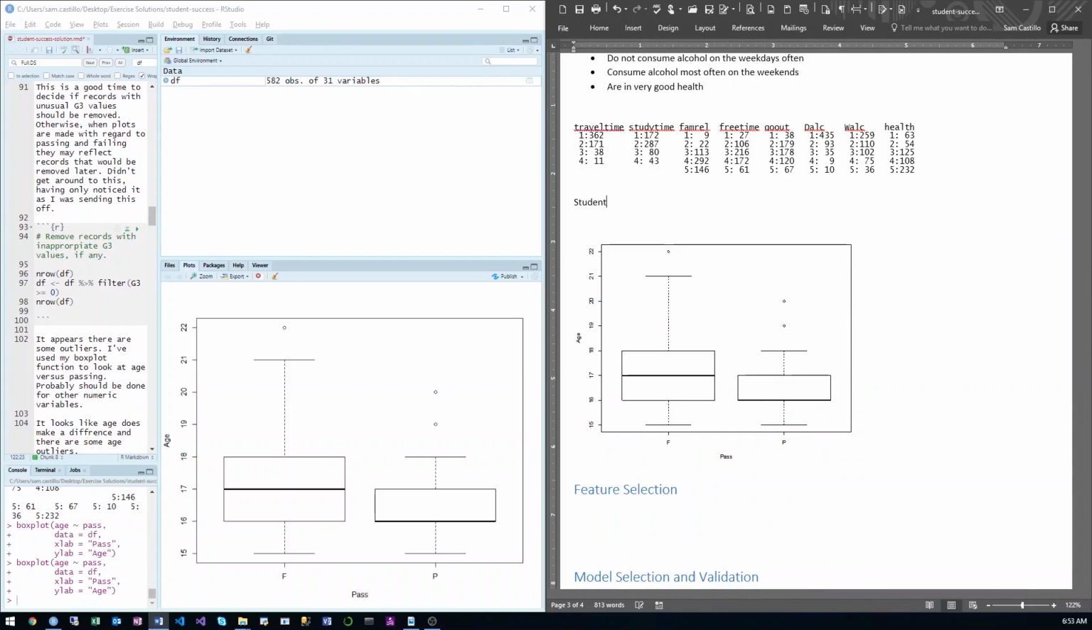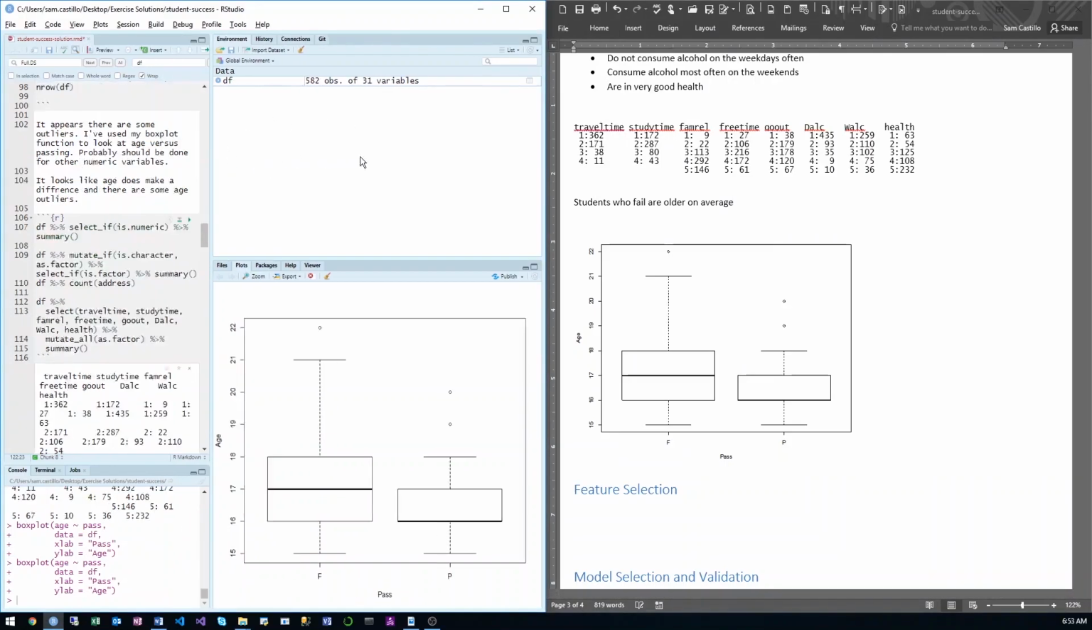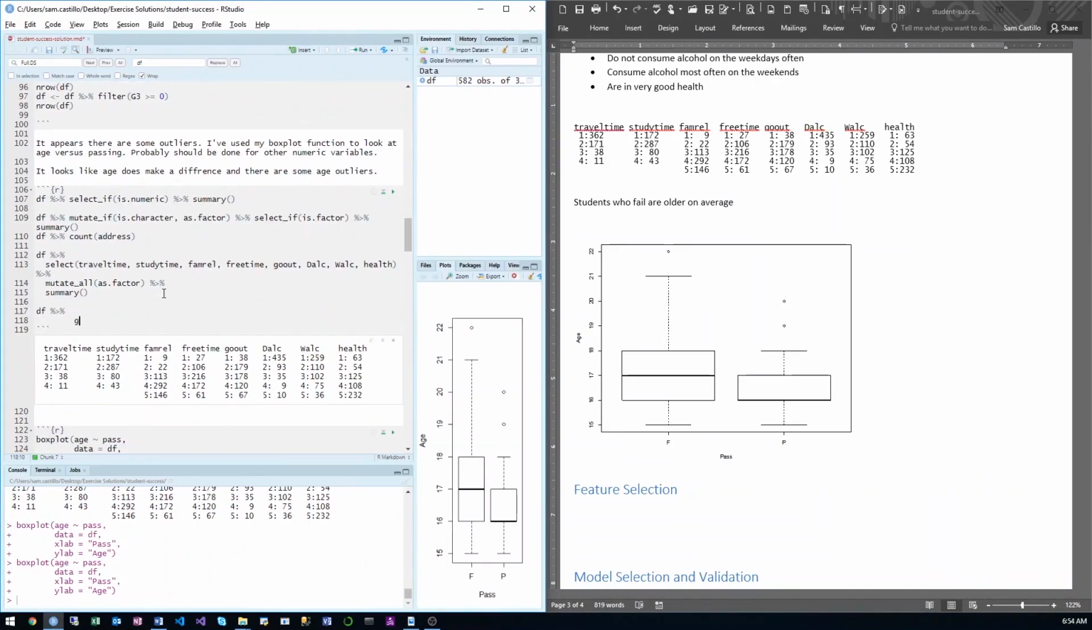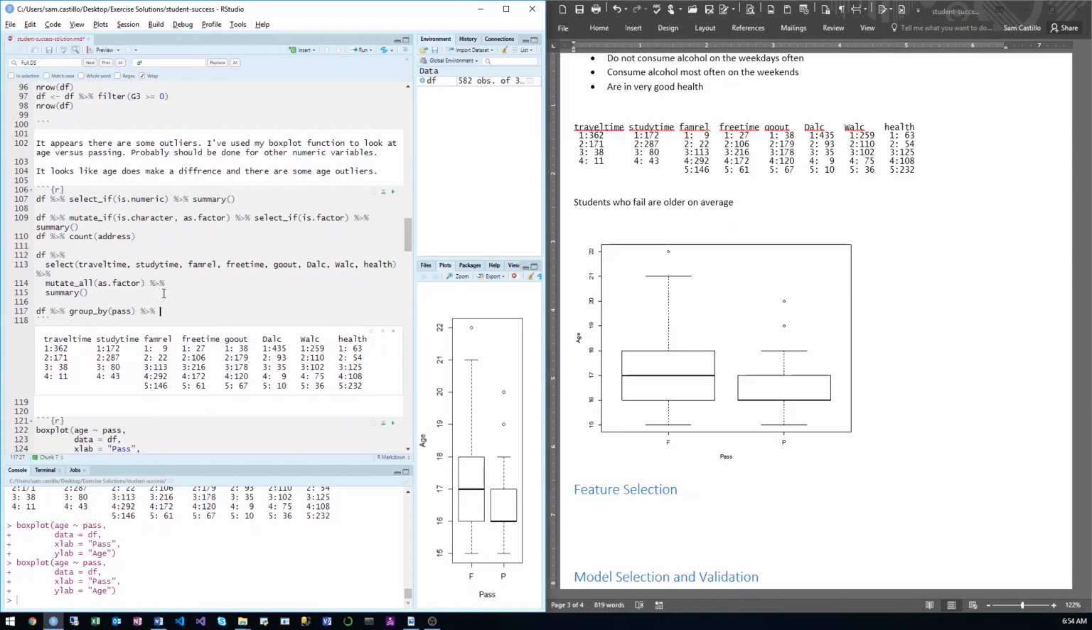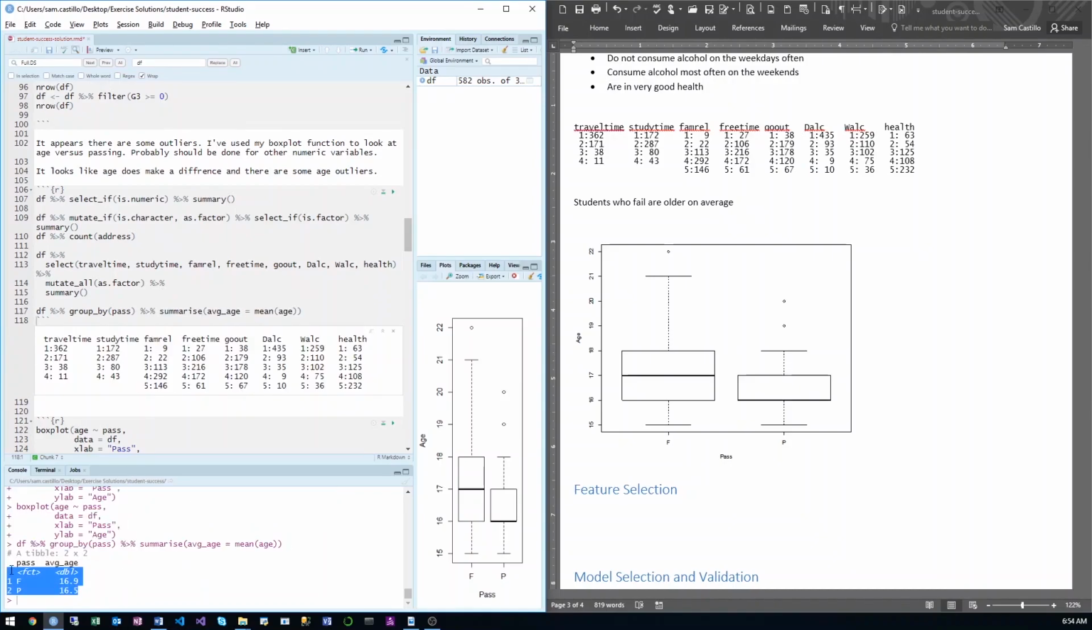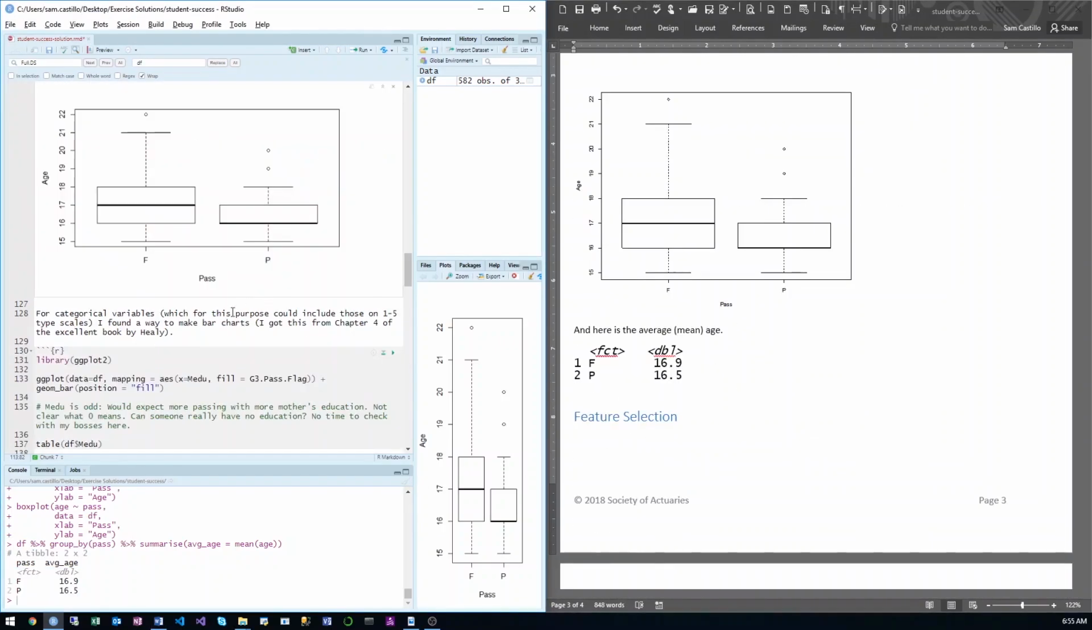Students who fail are older. Let's just look at the age. Let's get the average age by those who pass versus fail, and that is 16.9 versus 16.5.